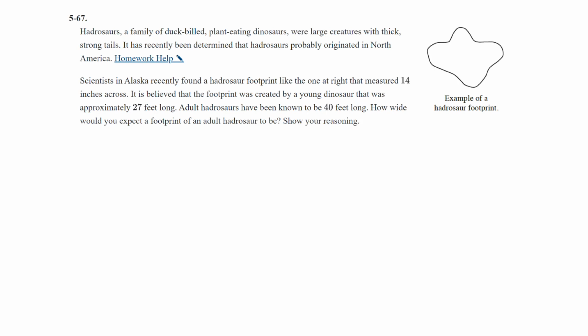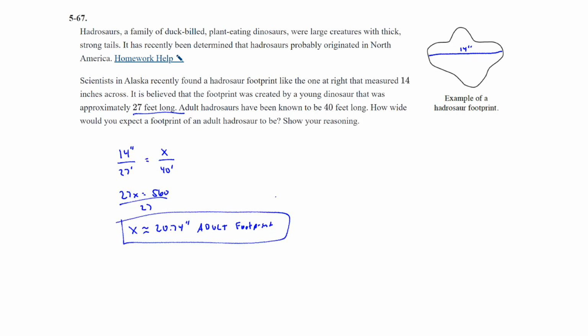Show your reasoning. All right, so just to get an idea here, if this represents the 14 across, 14 inches, we can set up a proportion because we can do that: the footprint over the approximate length of the dinosaur, which would be 27 feet, is equal to, we don't know what the adult is, so that's our unknown footprint, over the length of the adult, which is 40 feet. And then we can cross multiply and solve for the unknown. And so once I solved, we got approximately 20.74 inches for the adult footprint.